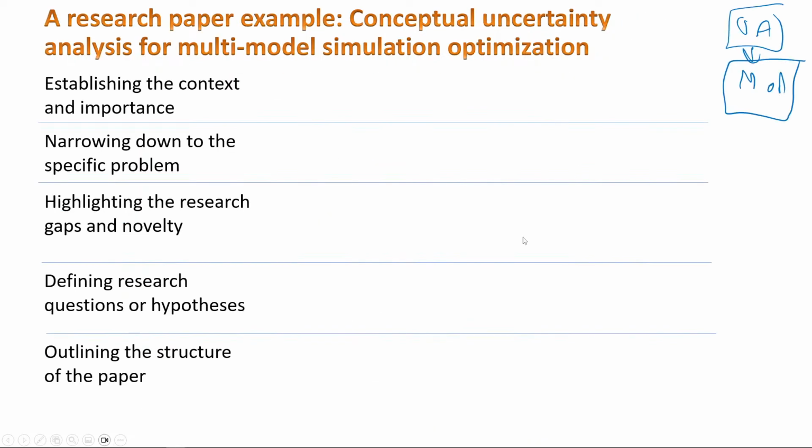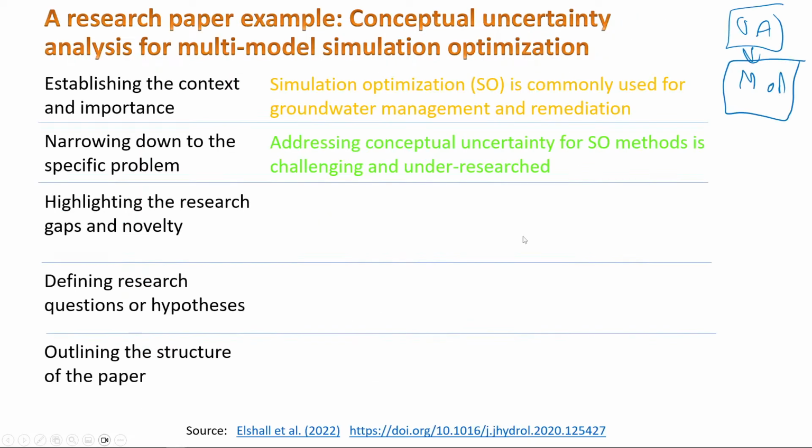Now we go to the specific problem. What is my specific problem? My specific problem is narrowing down to a specific problem. Addressing conceptual uncertainty for simulation optimization models is challenging and under-researched. Okay, so conceptual uncertainty, what is this?